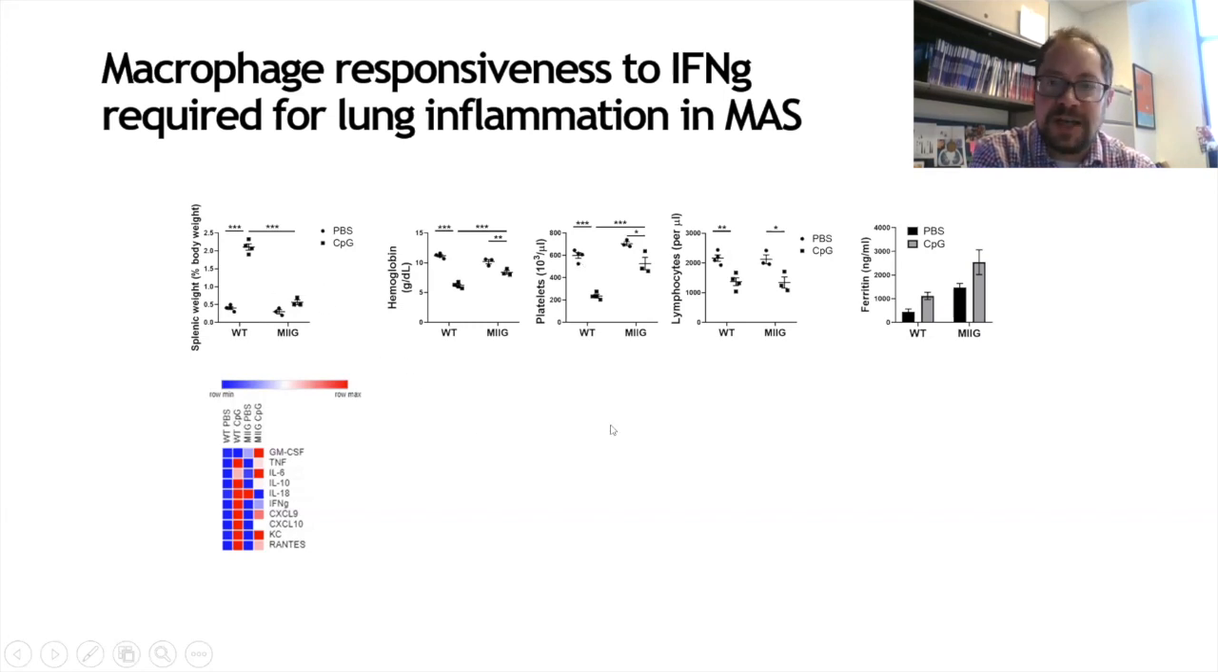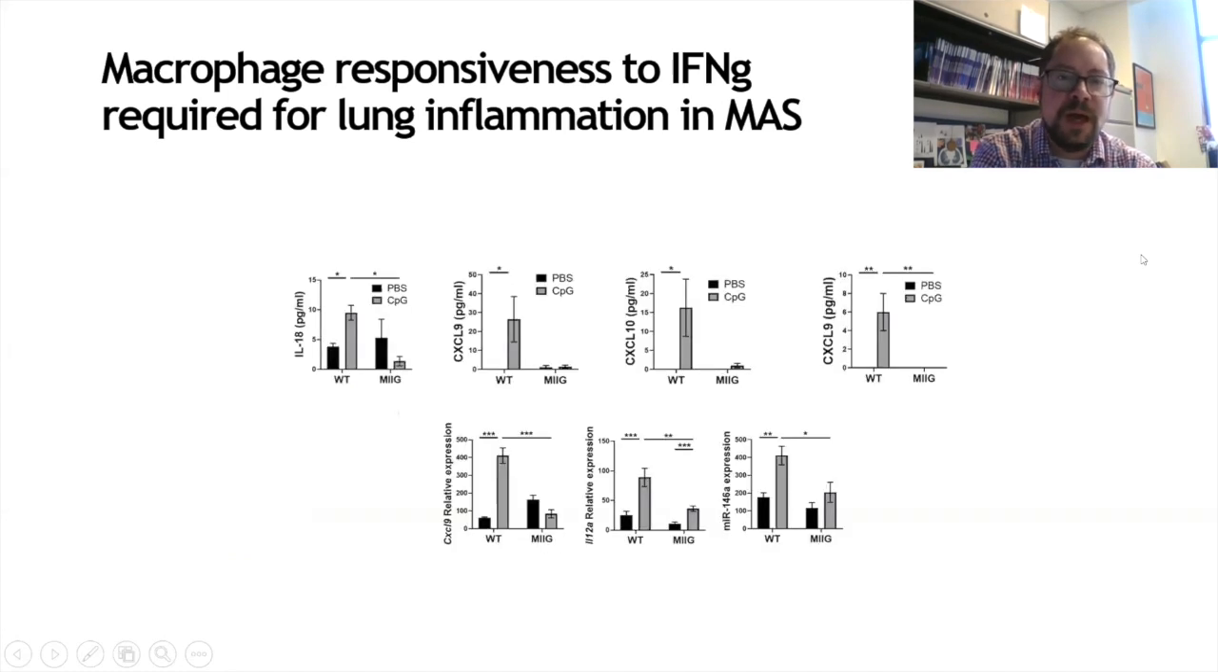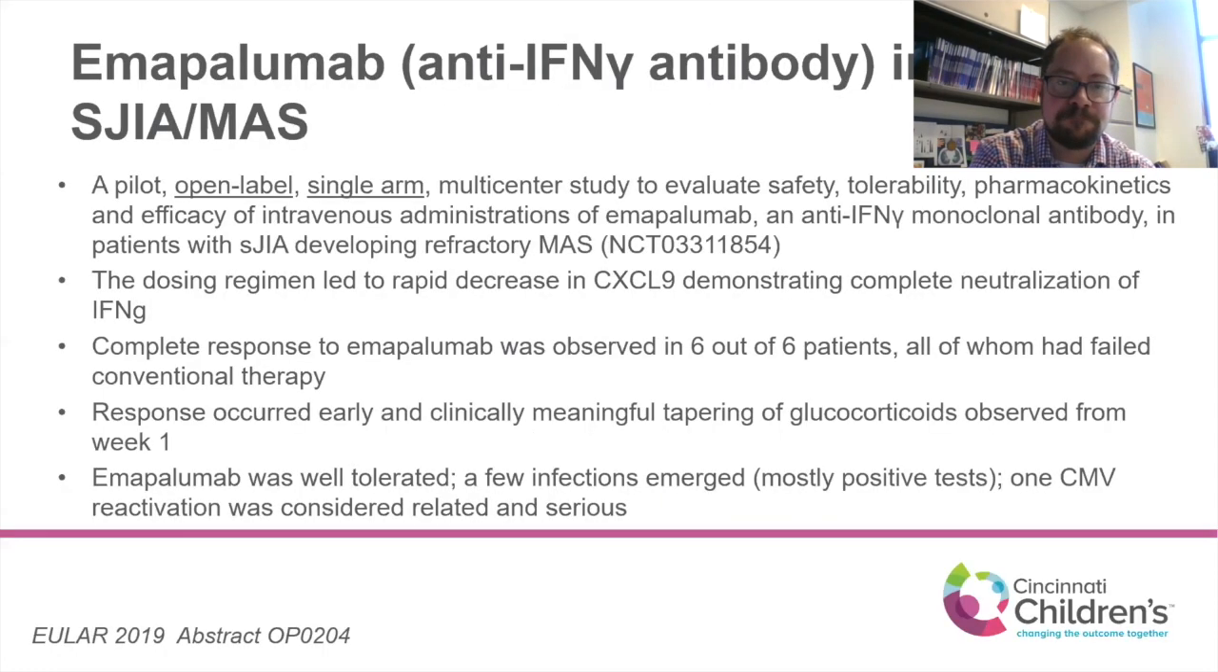The overall cytokine environment is less pro-inflammatory, although we still see some increases, including some increase in the ferritin level. If we look in the lungs, though, we see no increase in IL-18, and no increase in CXCL9 and 10. The macrophages themselves don't show any of those interferon-induced changes that we see in the wild-type setting. This suggests it's particularly the macrophage responses in the lungs to interferon gamma that are driving this inflammation.